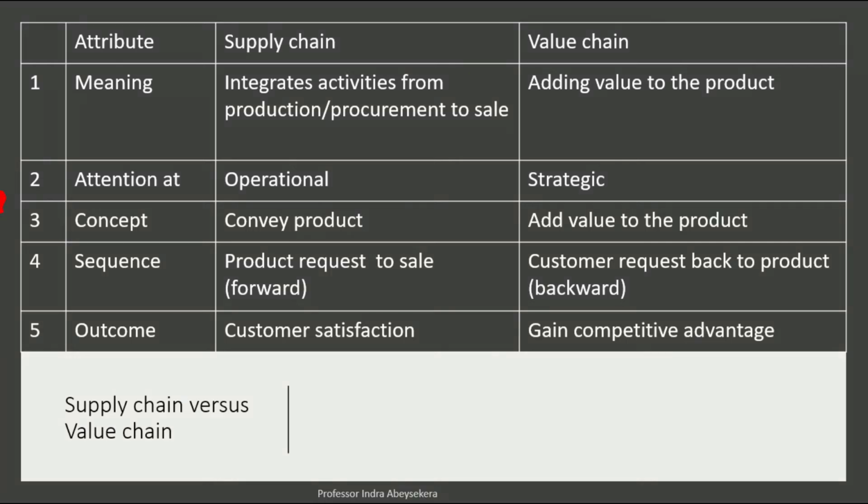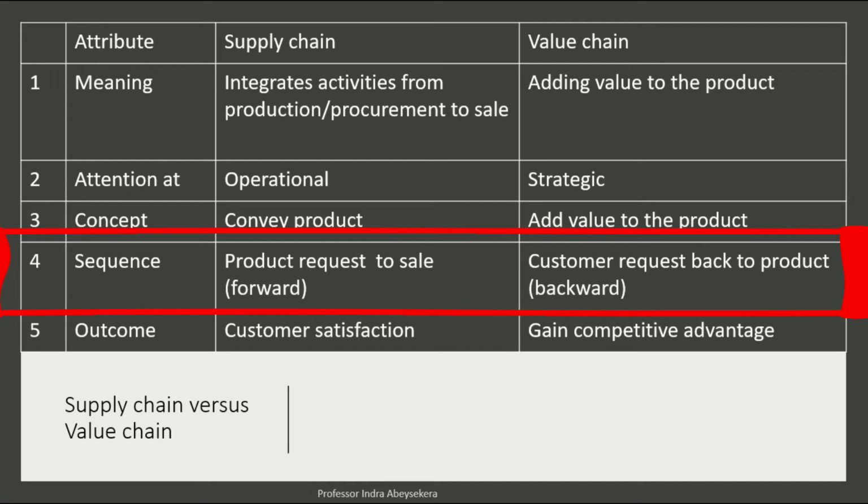The concept behind the supply chain is conveying the product to the customer, and on the value chain is adding value to the product. The sequence on the supply chain is from the raw material products to the requested sale and satisfying the customer.